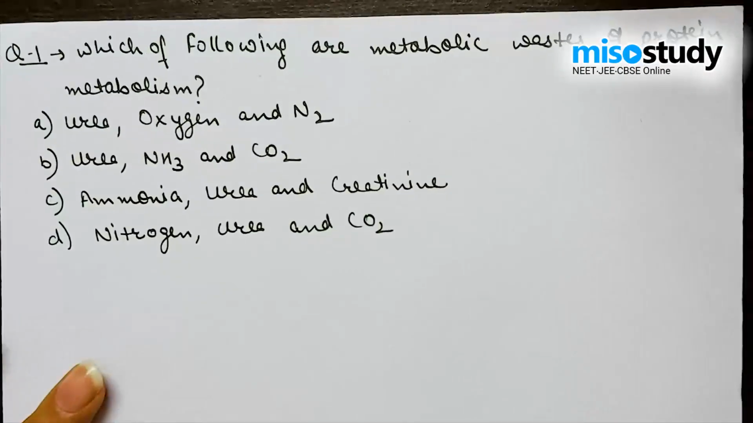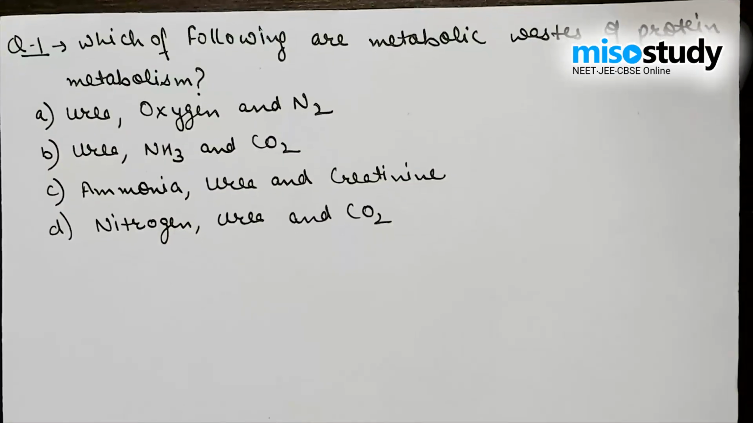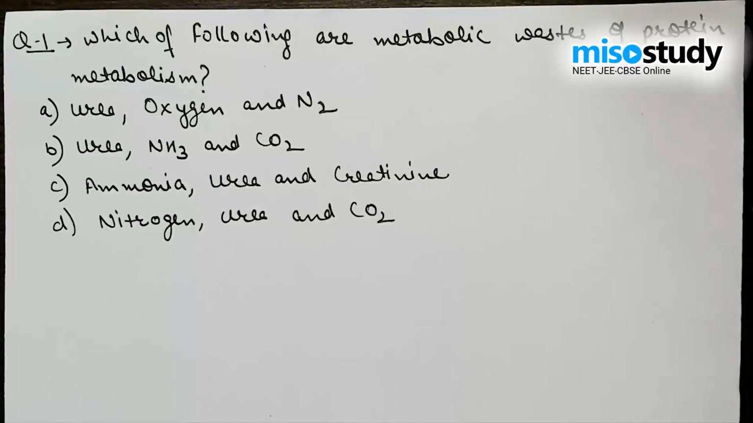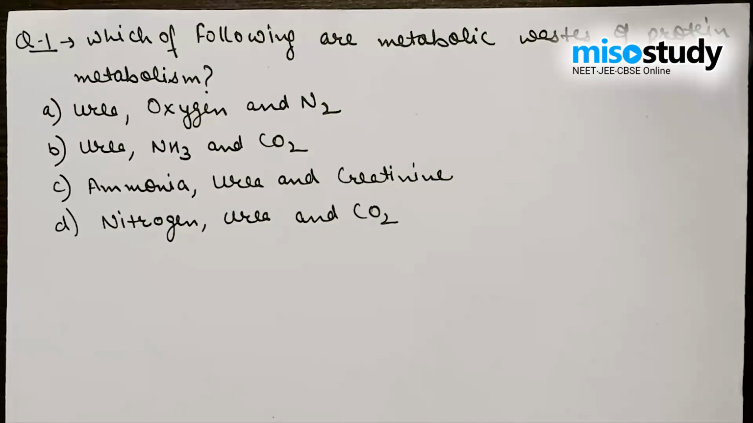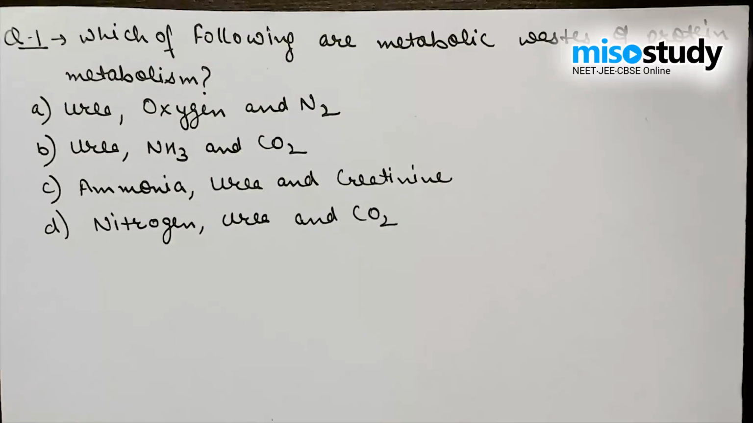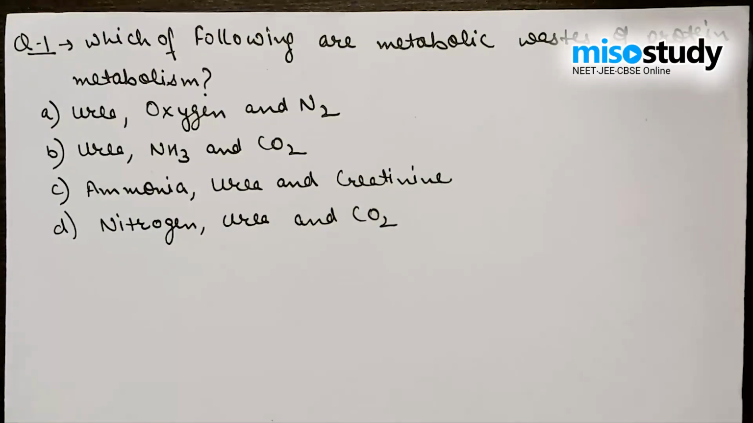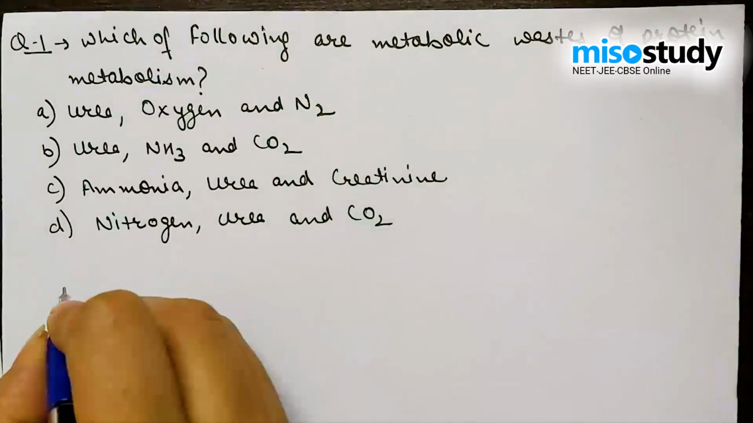The first question from the chapter is: which of the following are metabolic wastes of protein metabolism? Option A, urea, oxygen and N2. Option B, urea, NH3 and CO2. Option C, ammonia, urea and creatine. And option D, nitrogen, urea and CO2.